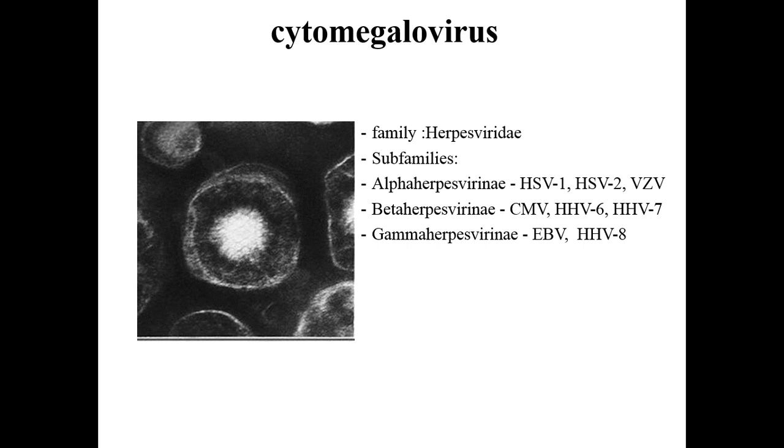Cytomegalovirus. Family Herpesviridae, subfamilies alphaherpesvirinae, betaherpesvirinae, and gammaherpesvirinae. Cytomegalovirus is the largest virus in the Herpesviridae family. It is so named because it causes massive enlargement of the infected host cell. Properties of cytomegalovirus are similar to other herpes viruses described earlier with some minor differences. Cytomegalovirus belongs to the beta subfamily.